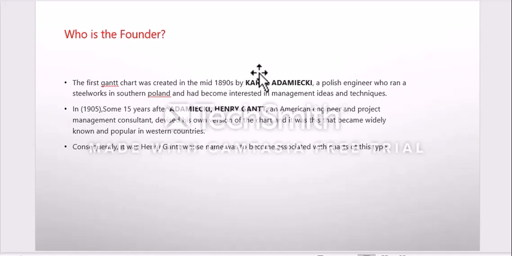That happened after 15 years, so he created his own version. He is from America. Right now we are using the Gantt chart which was created by Henry Gantt because it was very easy and comfortable for everybody. That's the reason we are using it, and the name is also given from his name, as the Gantt chart. This is all about the theoretical part. Let's get into the creation part.